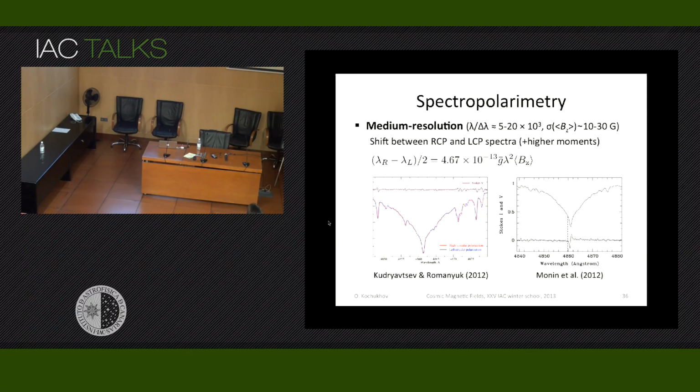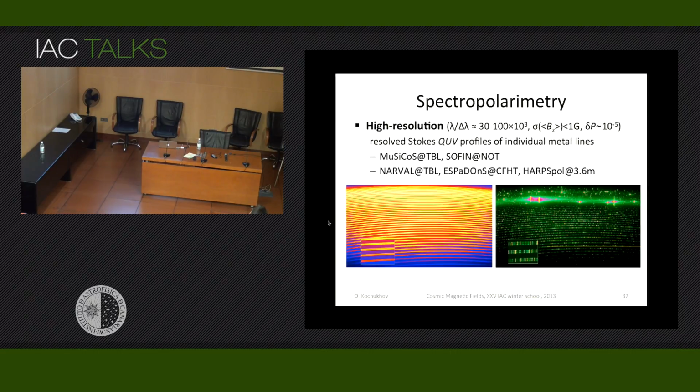So this is a typical medium resolution spectrum of a magnetic star, from, I think, the Russian 6-meter telescope, and this is from a 2-meter telescope in Canada. You can clearly see the Stokes V signature in the core of the Balmer line. And again, the same formula can be used to derive the longitudinal field.